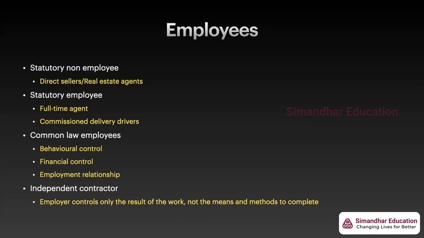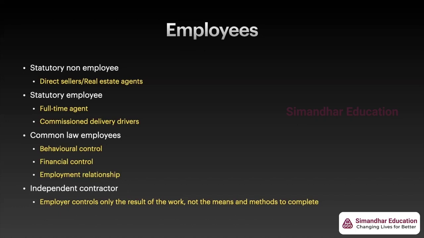The last one is about independent contractors. Now, independent contractors are basically those who are self-employed and they pay self-employment tax. They do offer services to the public, and the client or the person who employs the independent contractor only controls the result of the work, right?